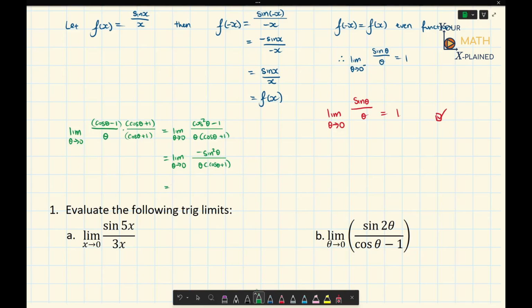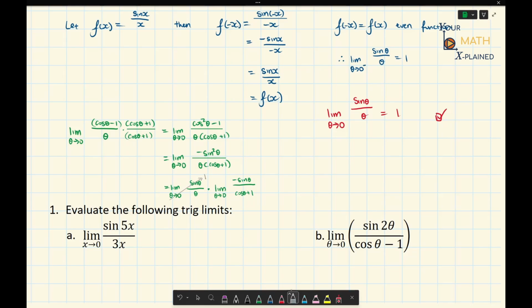And now we can go ahead and split this up into two limits. So the first one is limit as theta goes to 0 of sine theta over theta. And then we're going to multiply that by limit as theta goes to 0 of negative sine theta over cos theta plus 1. So now the first one, that's the limit that we just proved. So this is equal to 1.